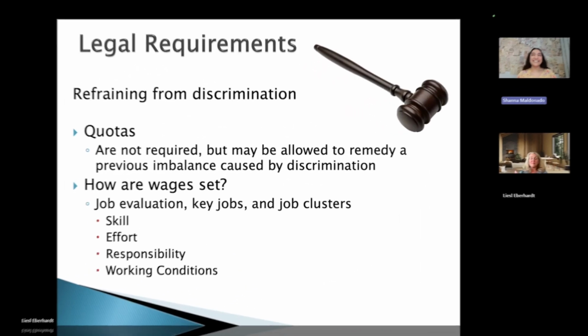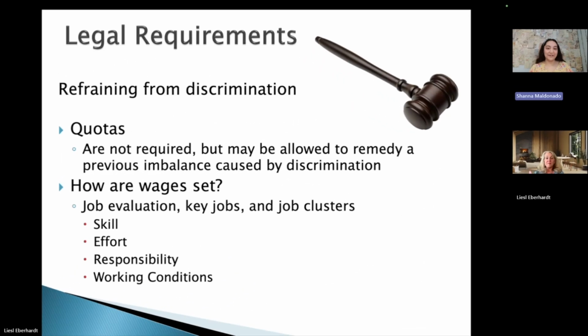Within legal requirements, let's get specific on the law. Title VII of the Civil Rights Act of 1964 prohibits discrimination based on sex, race, color, religion, national origin, and more recently, pregnancy and childbirth, and it bans sexual harassment outright. There are two legal categories of discrimination, that is, disparate treatment and disparate impact. There are some exceptions to Title VII.